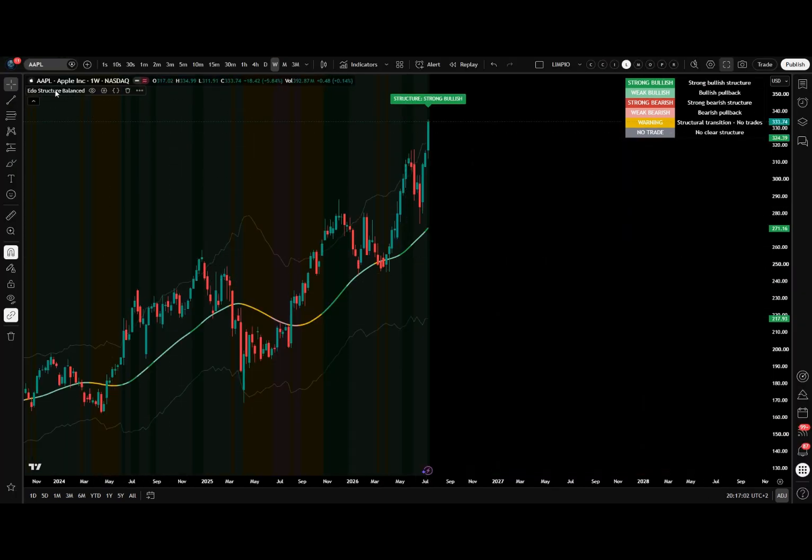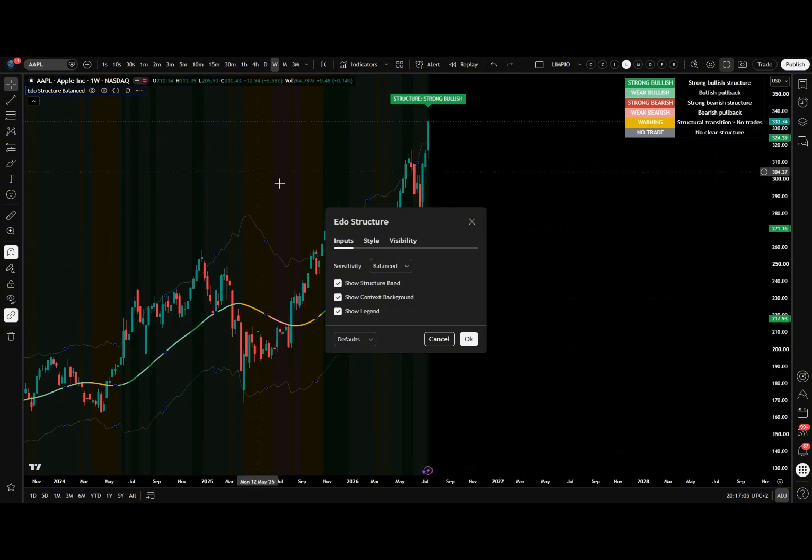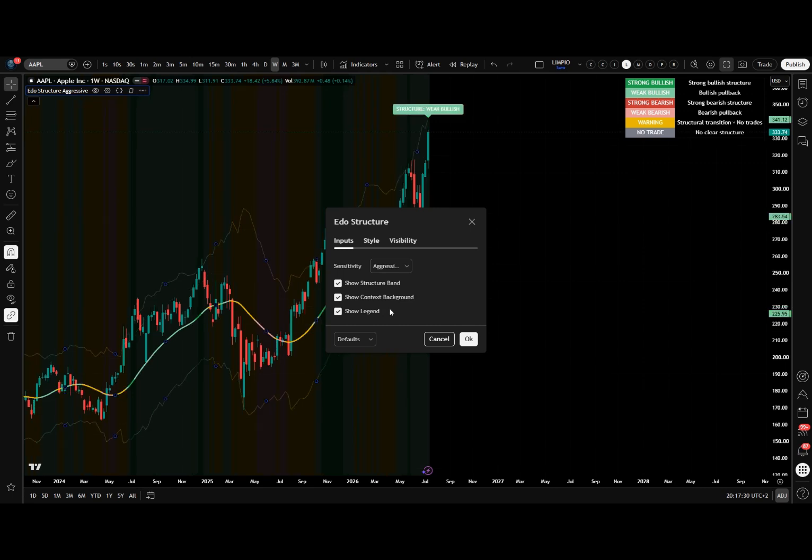Let's take a quick look at the settings. We open the panel by double-clicking the indicator. The first thing is sensitivity, which has 3 modes. Conservative filters more, and changes state more slowly, so it is the best fit for higher time frames. Balanced sits in between, stable but still responsive, and it is the recommended default. And aggressive reacts sooner to structural change, useful on lower time frames, but it asks for more discipline.